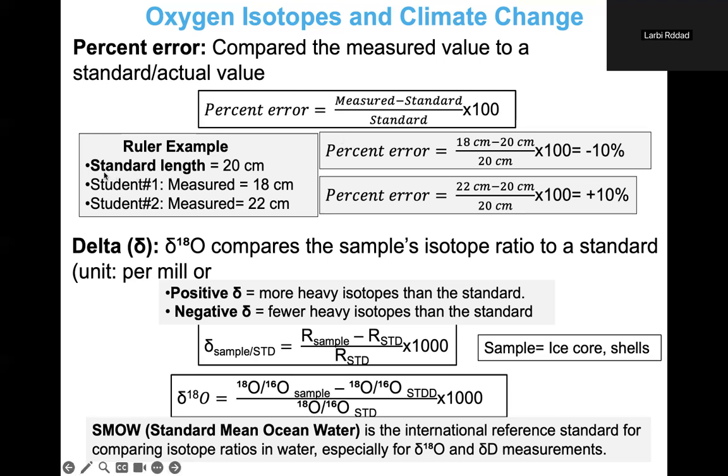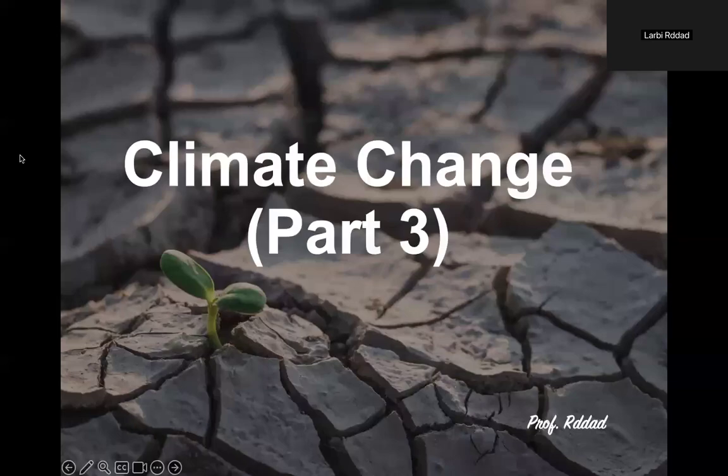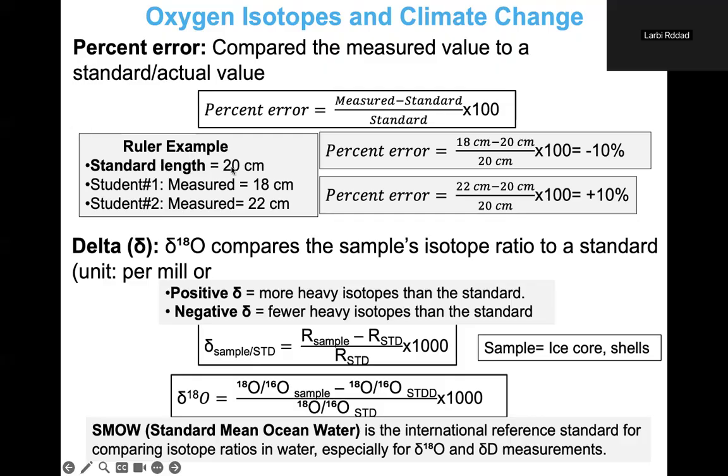If you look at this example, let's say we're measuring the length of an object, and the exact value of that length is, sorry, 20 centimeters. That's the exact value. It's also called, let's say, the standard. Student number one measured that length and found 18 centimeters. Another student found 22 centimeters. We would need to know how far student number one is from the standard value, and also how far away student number two is from the actual value.